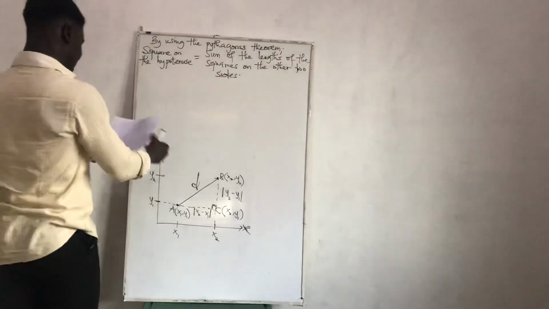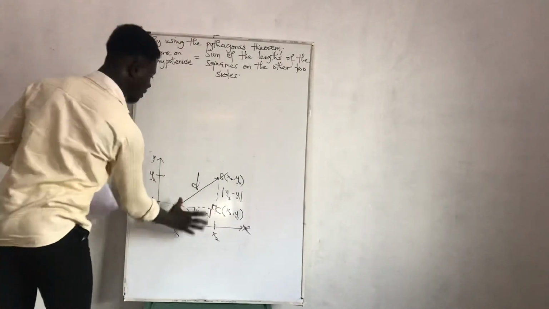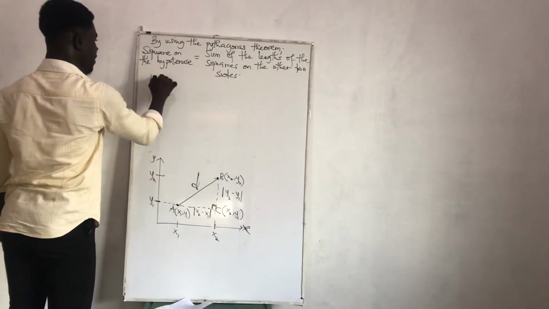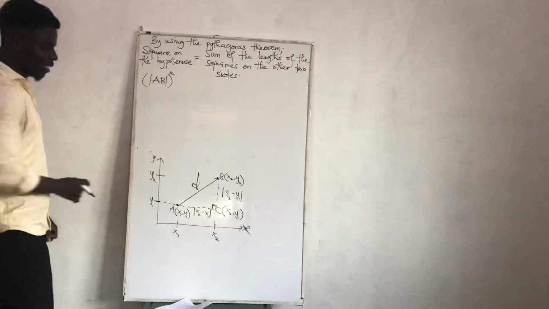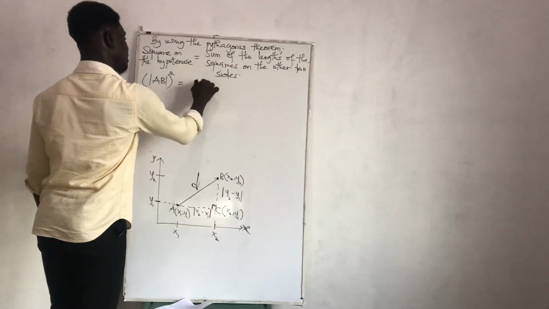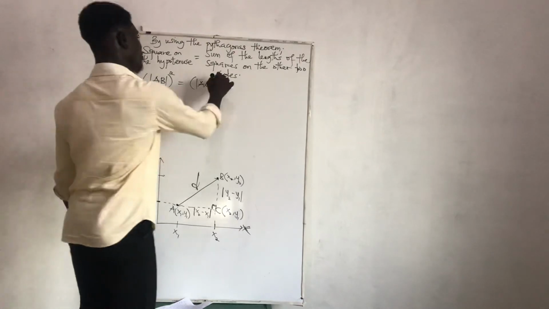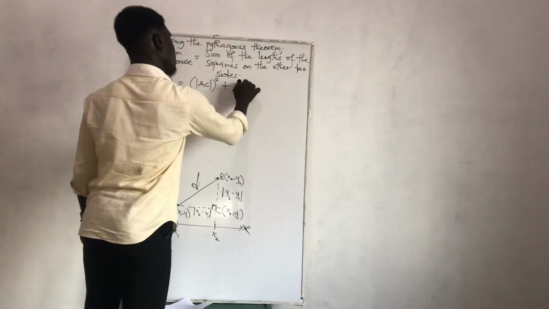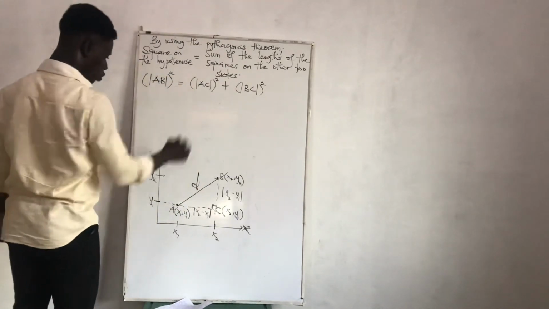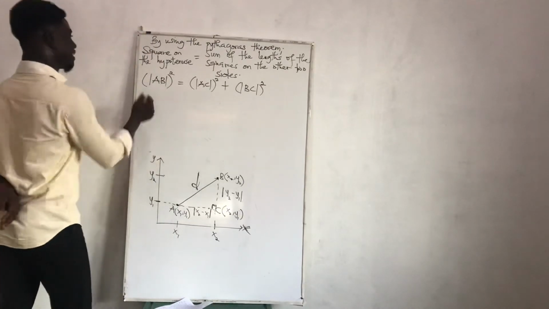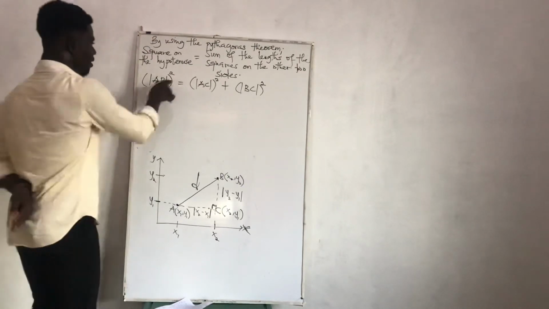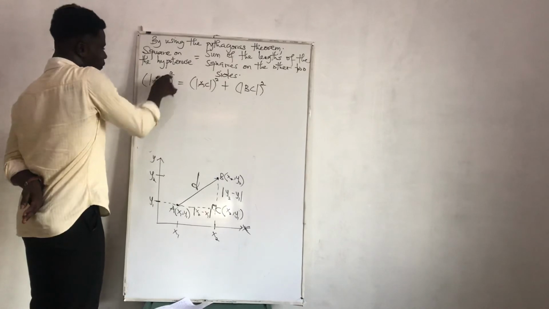So we can state that the length of AB all squared, which is the hypotenuse, must be equal to the length of AC all squared, plus the length of BC all squared, right? The length of AB all squared, we denote it as D squared, right? We know that AB is D. Then we have our square.